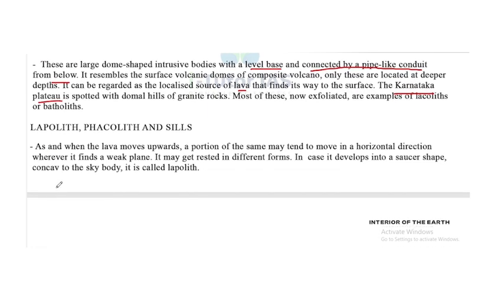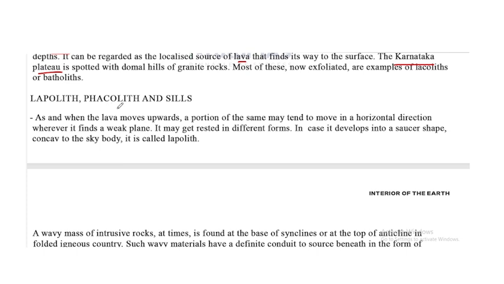Now, lapolith, phacolith and sills. As and when the lava moves upward, a portion of it may tend to move in a horizontal direction wherever it finds a weak plane. It may get arrested in different forms. In case it develops into a saucer-shaped body, concave to the sky, it is called a lapolith.